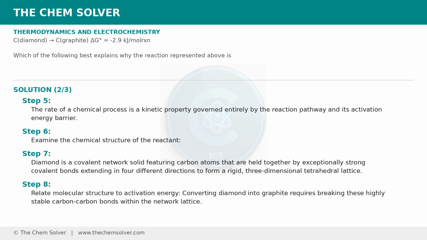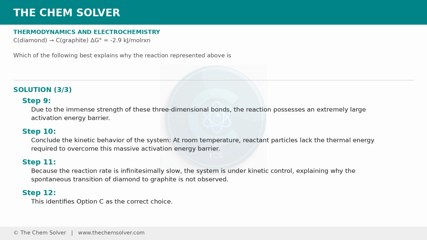Relate molecular structure to activation energy. Converting diamond into graphite requires breaking these highly stable carbon-carbon bonds within the network lattice. Due to the immense strength of these 3-dimensional bonds, the reaction possesses an extremely large activation energy barrier.